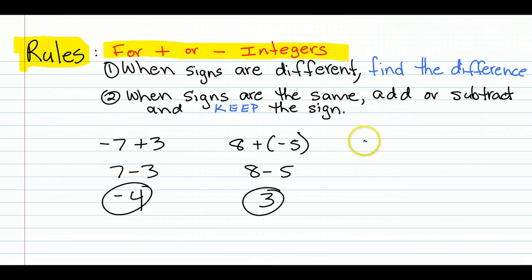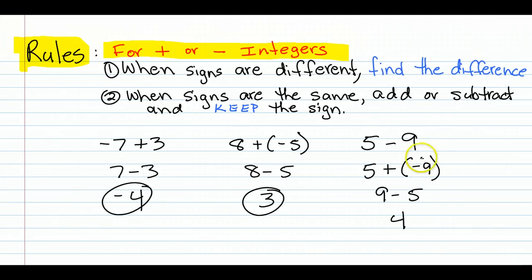Now when it looks like this, 5 minus 9, remember folks, when it is a subtraction sign like that, you are always adding the opposite. Change it to an addition problem. 5 plus a -9. Add the opposite. And we've got, again, one of each. So when the signs are different, find the difference. All right. 9 minus 5 is 4. Let's look over here. Which one do we have more of? Negatives. Also 9 is the highest absolute value, so it's -4.